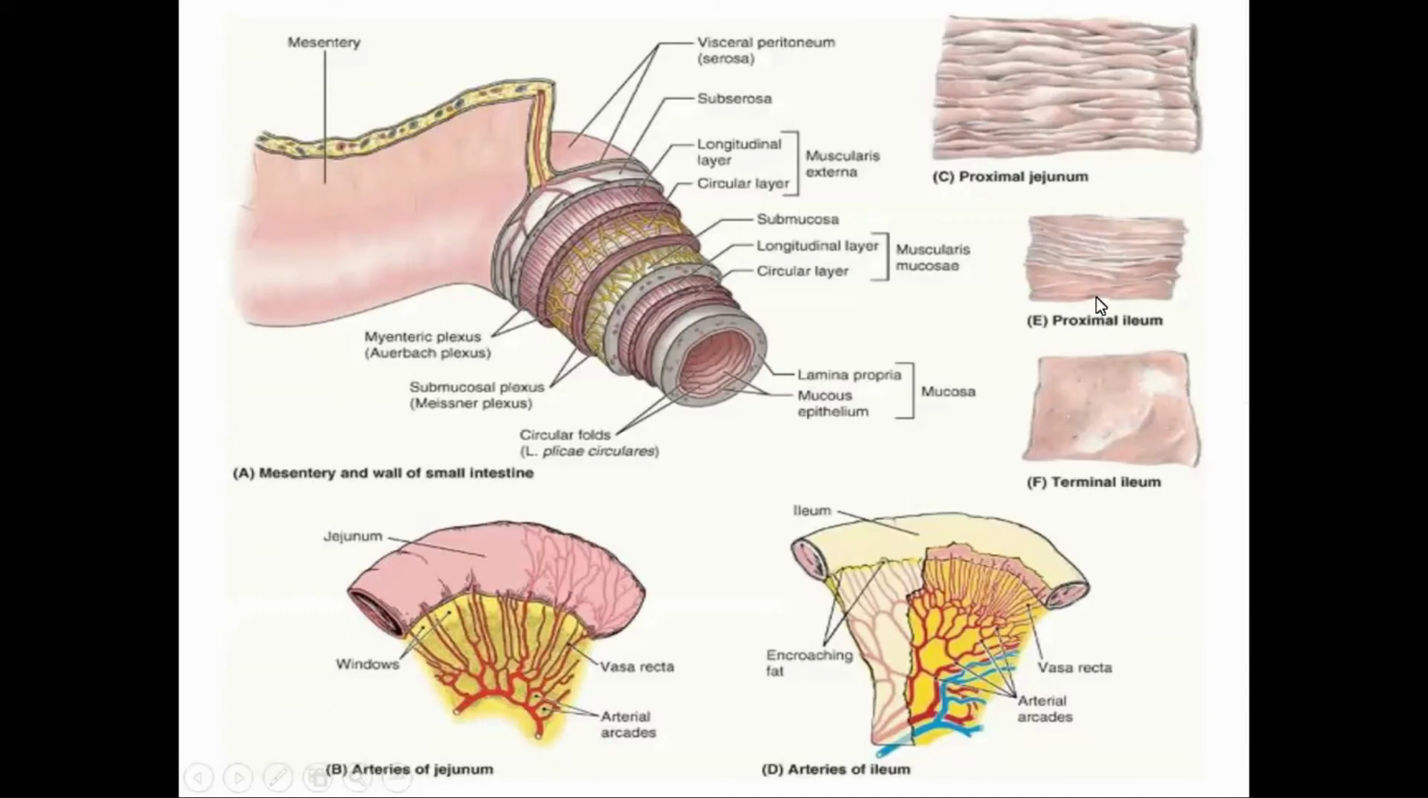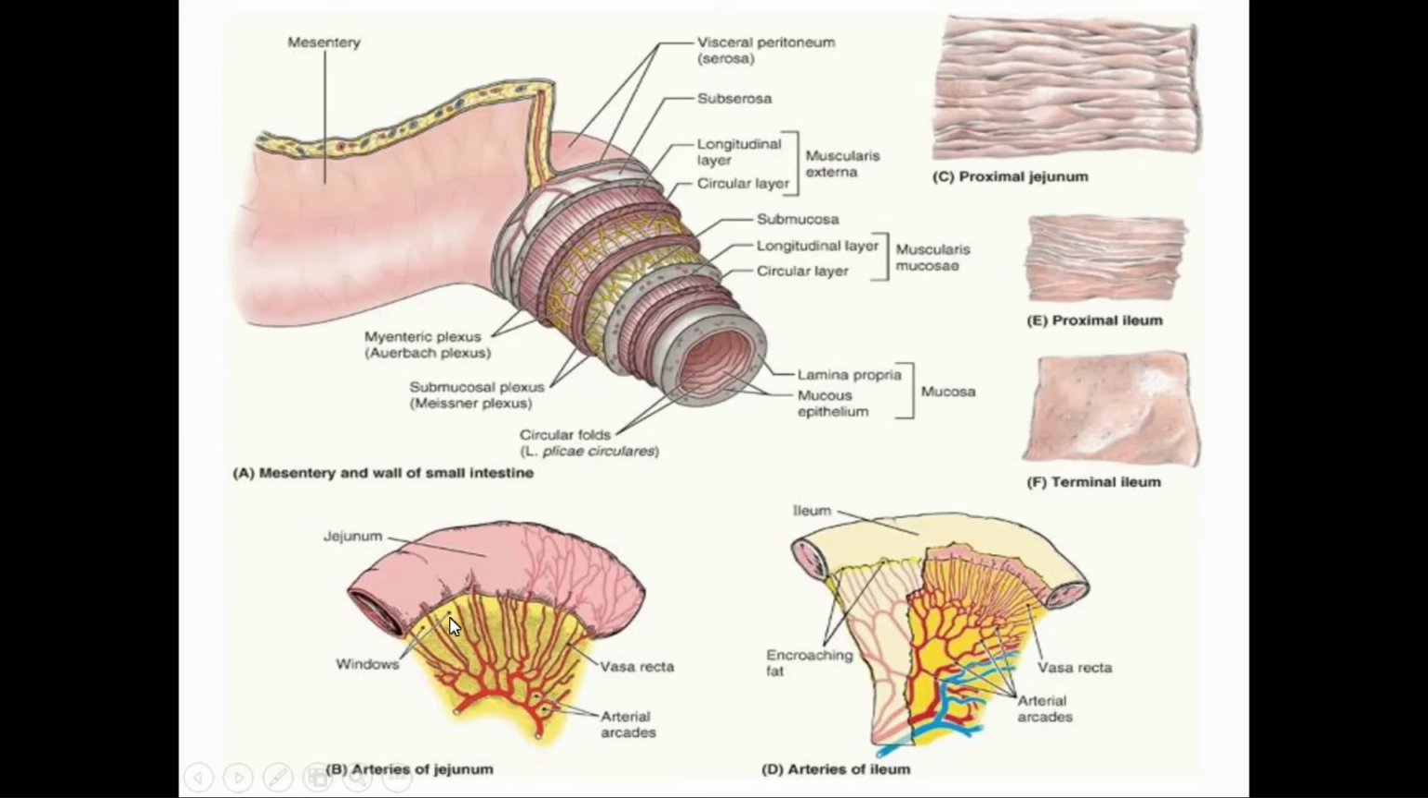Now, see, these are the arterial arcades in the jejunum. Only 1 or 2 arterial arcades are present in the jejunum, but in the ileum, see, there are 5 or numerous arterial arcades present. And the vasa recta in the jejunum are longer and fewer, whereas in the ileum, the vasa recta are shorter and more. See the difference.